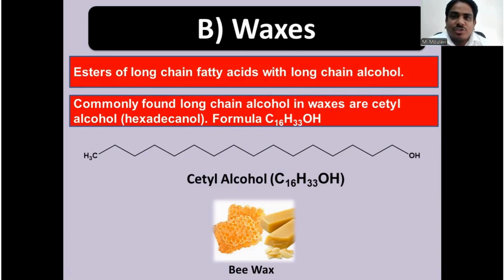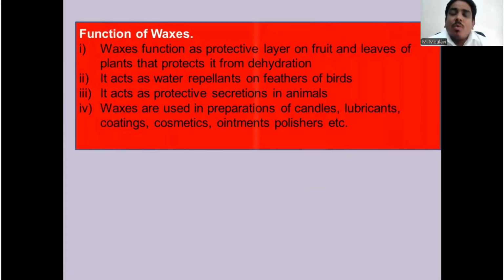If you see the function of the waxes in nature, this function is very important. So waxes function as the protective layer on the fruit and the leaves of the plant. So it protects these leaves and the fruit from dehydration. It is also acting as the water repellent on the feathers of the birds, and also on the leaves. It is also acting as a protective secretion in the animals. The waxes are used in the preparation of commercial products like candles, lubricants, coatings, cosmetics, ointments, polishers, etc.